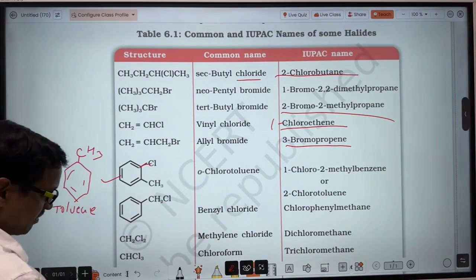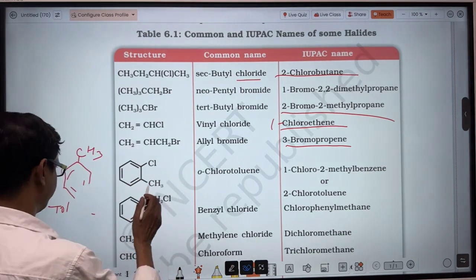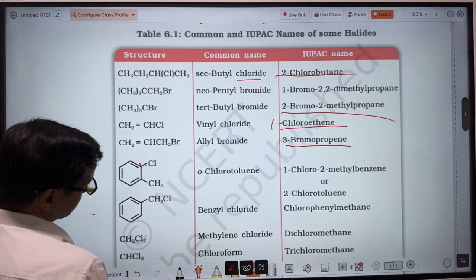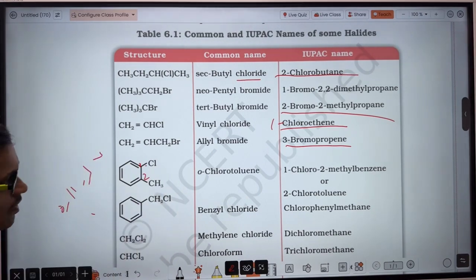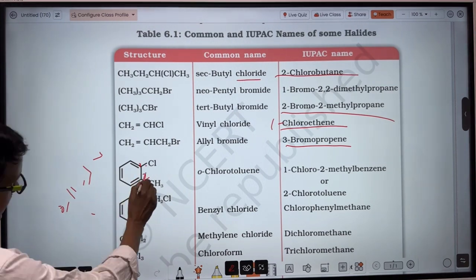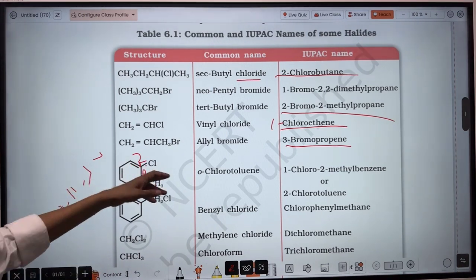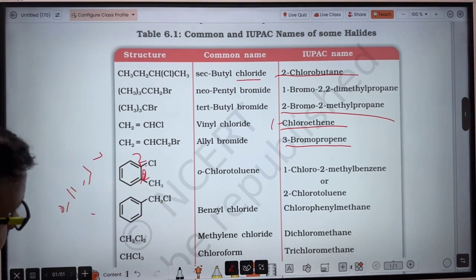And how to write the IUPAC name? This one is the functional group. So this carbon will get first position and this will get second position. So chlorine is at first position and methyl group is at second position. So we write 1-chloro-2-methylbenzene. Here also we can consider this one as first position and this as second position. In that case, 2-chlorotoluene.